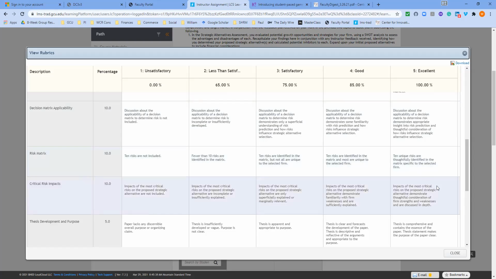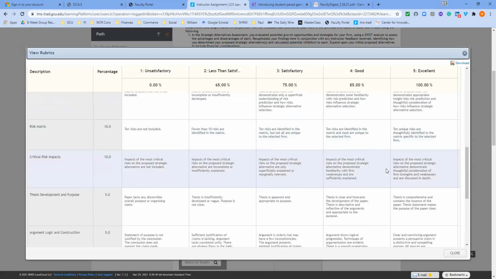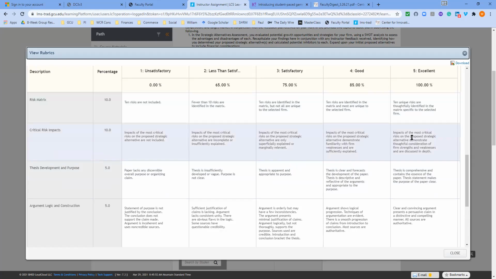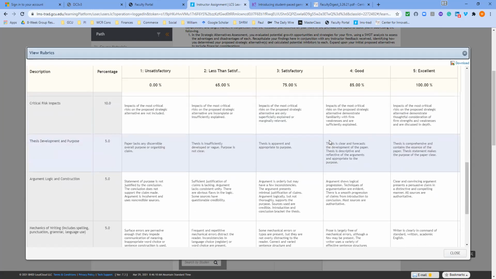Then critical risk impacts. Impacts of the most critical risks on the proposed strategic alternative demonstrate thoughtful consideration of firm strengths and weaknesses and are discussed in depth. So if you did not select a strategic alternative in any of the previous assignments, pick one now and analyze the impacts of the most critical risks of that strategic alternative. Okay, so those are your prompts.